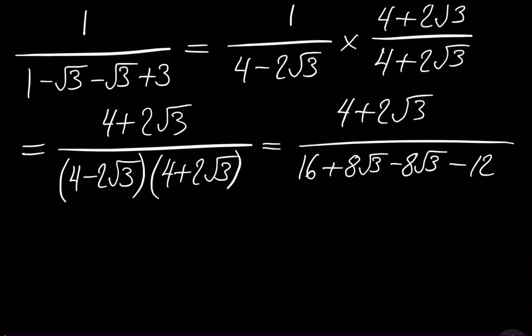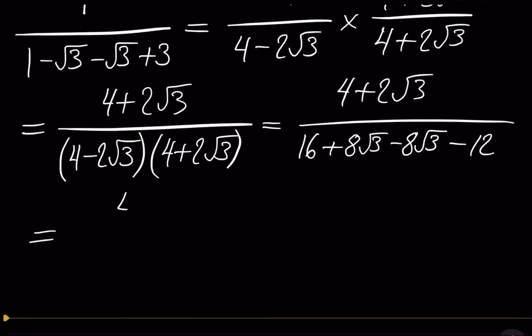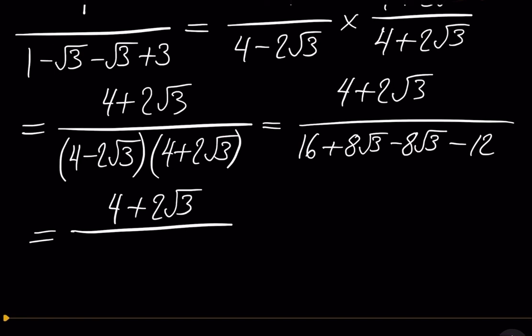And this all, when we simplify the denominator, we end up with 4 plus 2 root 3, all divided by 16 minus 12, which is 4, and 8 root 3 minus 8 root 3 is 0, so we end up with this as the final answer. We can rewrite this fraction as, if we split it up, because all the terms in the numerator are all divided by all the terms in the denominator, so if we divide 4 by 4 we get 1, then 2 root 3 divided by 4 is just root 3 over 2. That is the final answer.